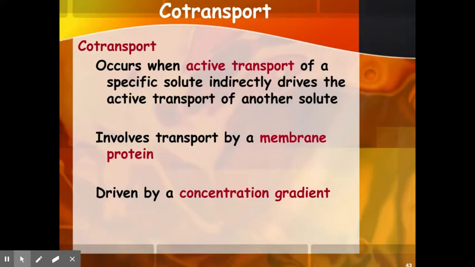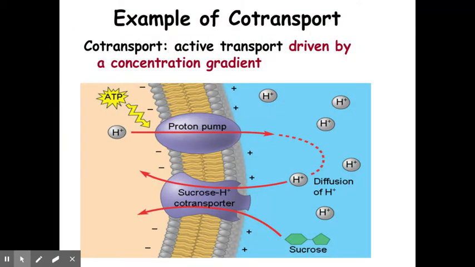Co-transport is an important concept, and co-transport just occurs when the active transport of a solute indirectly drives the active transport of another solute. So it's one leading to the next, and it's best shown in this diagram here. What you have here, you can see the transport of this hydrogen ion is indirectly allowing the sucrose to come into the cell. Okay, so that's an important concept. One movement is allowing the next movement, and that's called co-transport.